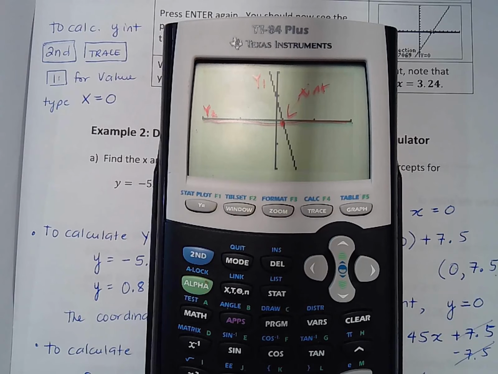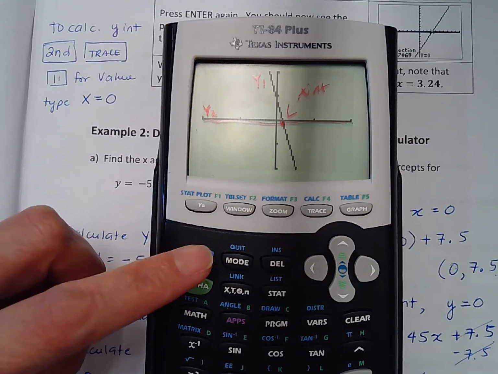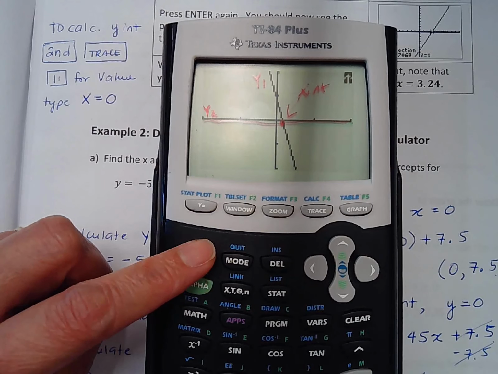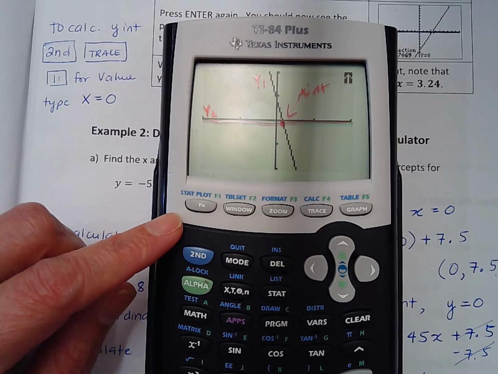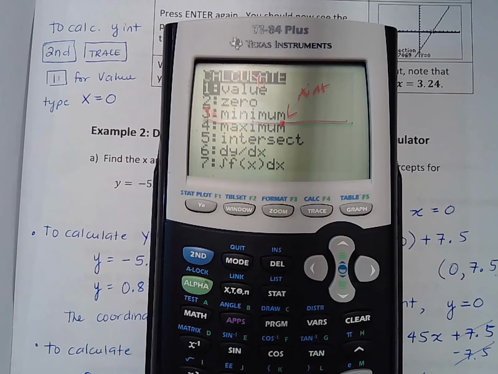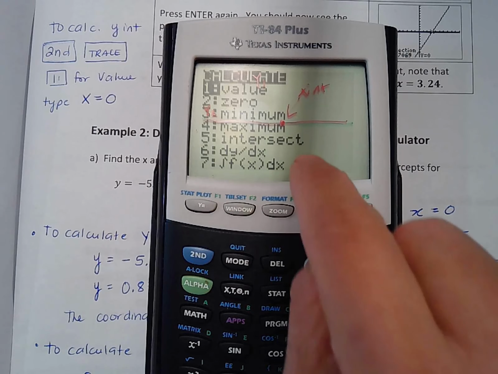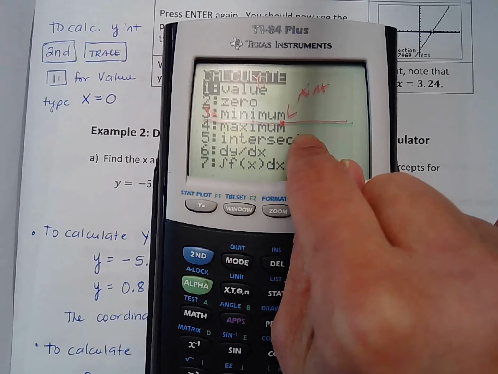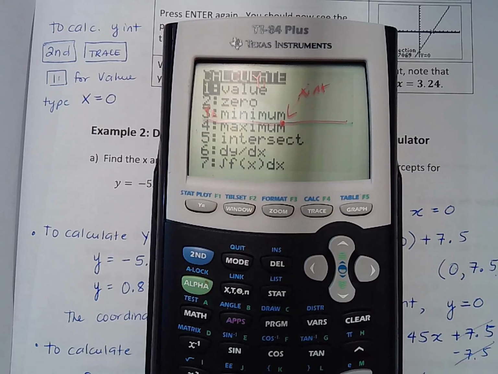Okay, so here we go. Do this along with me. Press second function, trace. Okay. Now, can you see the word intersect? 5. Intersect. So we're going to press 5.